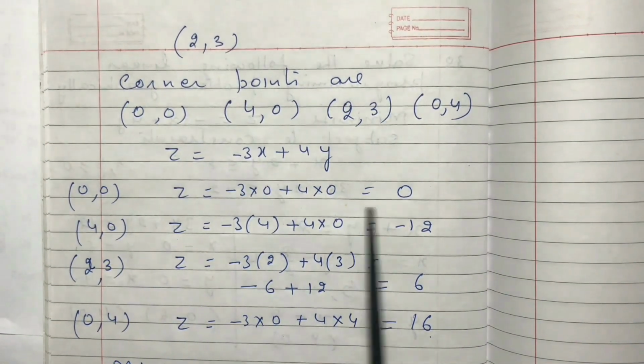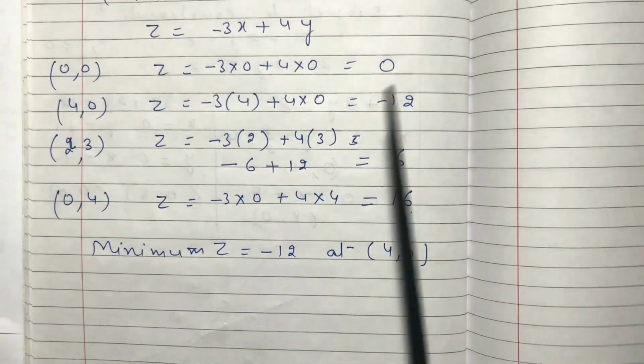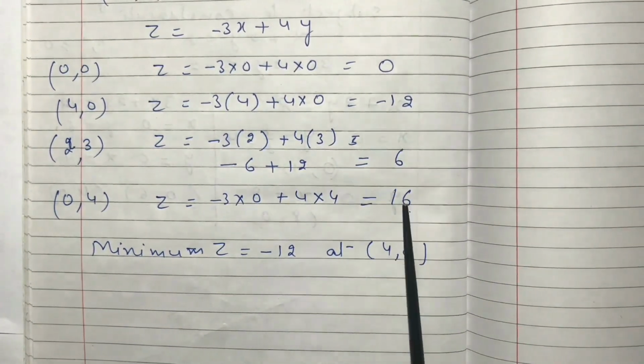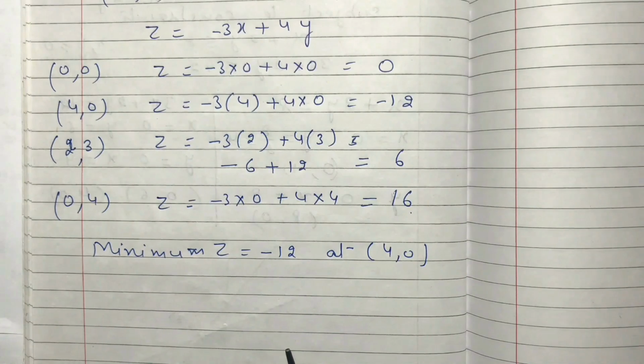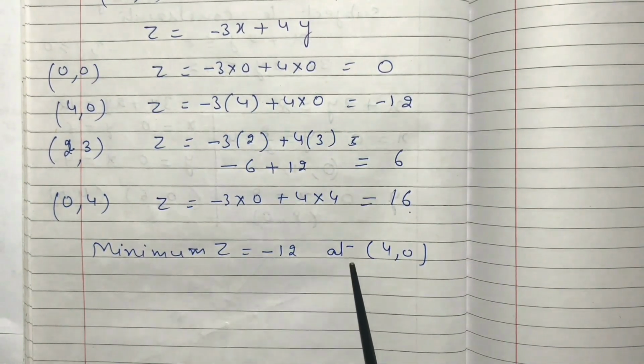Substitute these values. One value you will get 0. The other values are: one is -12, one is 6, one is 16. So minimum Z is -12 and that is at (4, 0).